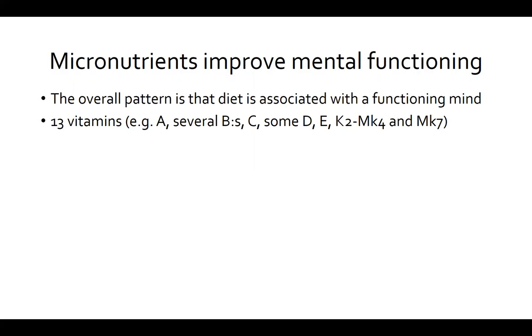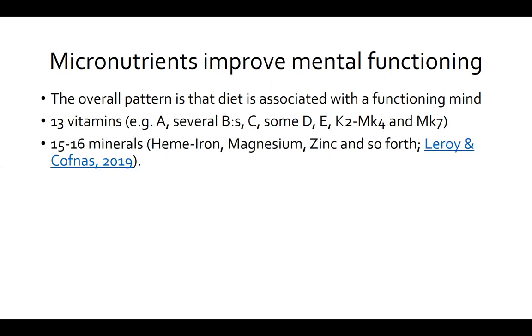And there are like 13 vitamins we need. So A, several Bs, C, some Ds, E, and the K2, which comes in at least two important forms, the menaquinone 4 and 7. I urge you to look these micronutrients up because they are so important for you. 15 to 16 minerals. The heme iron is very important. Magnesium, zinc, and so forth, iodine. And you need this stuff in order to make your brain work, basically. And you can look for the details in the reference I put there.